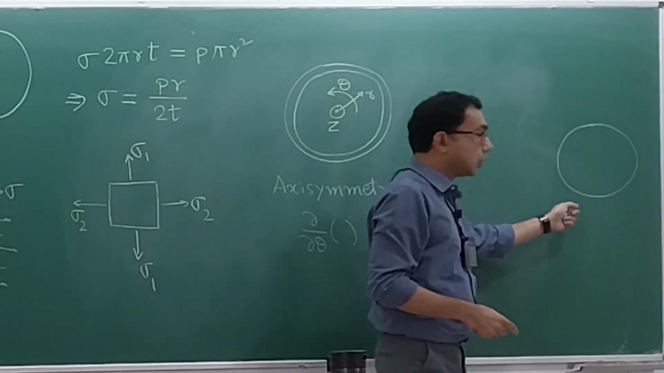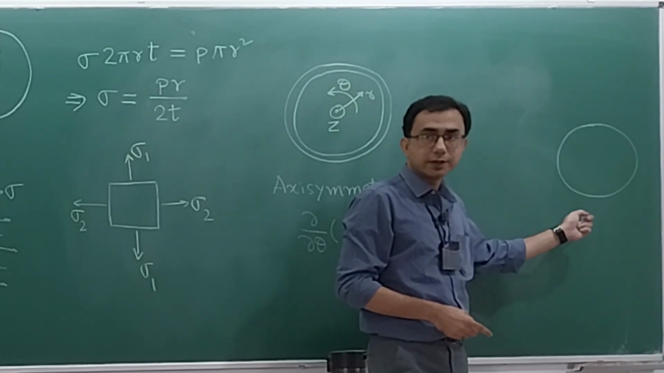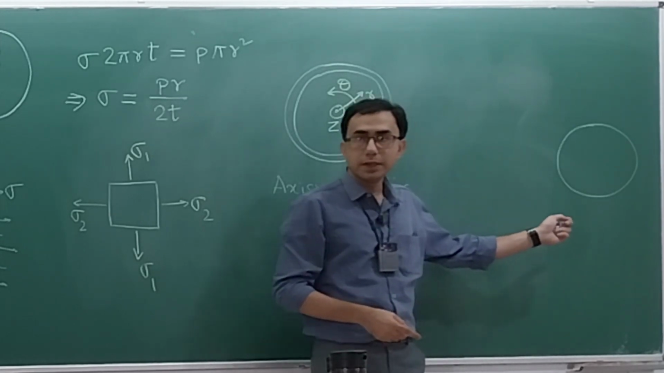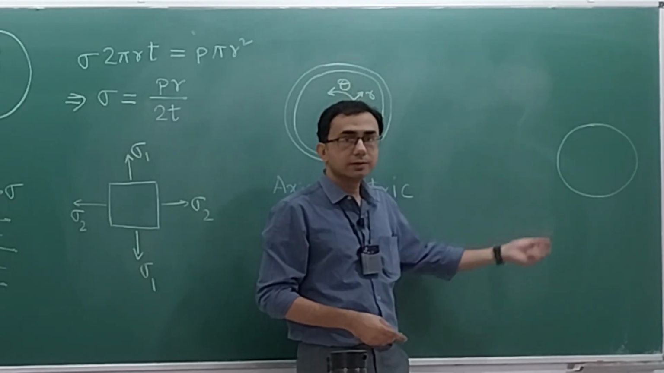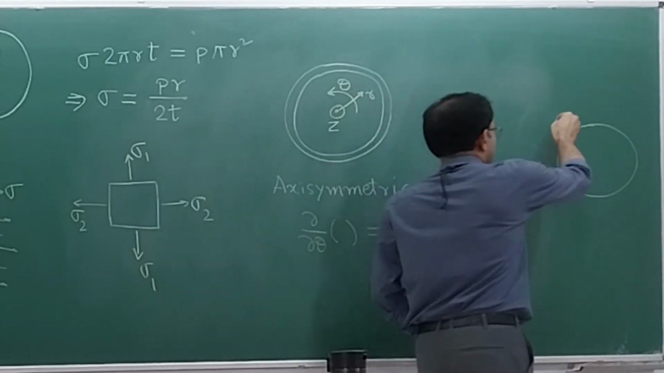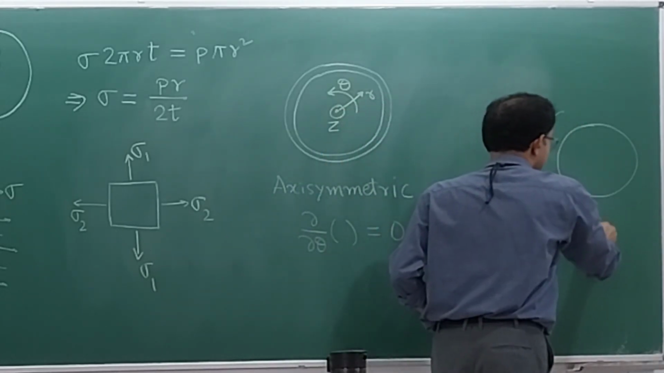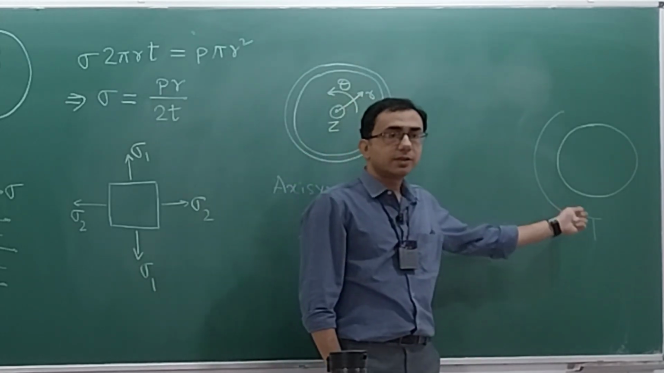So if we go back to the torsion chapter and we look at the cross section of a shaft, this we considered repeatedly. And what kind of loading was there on the shaft? You had this twisting kind of loading, given by this torque T. Is this axisymmetric?